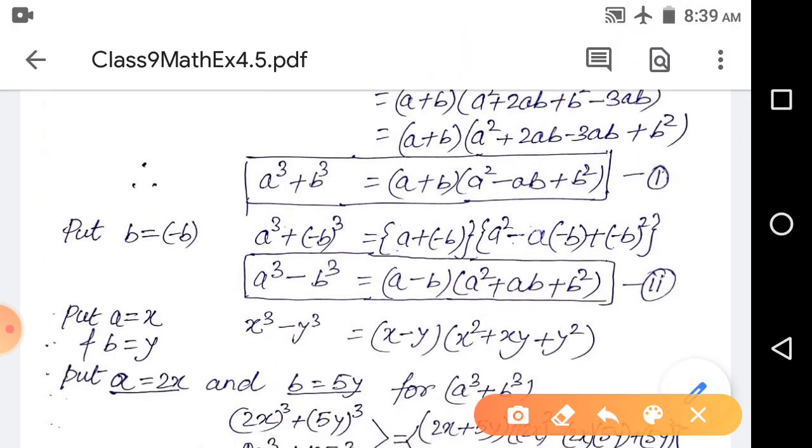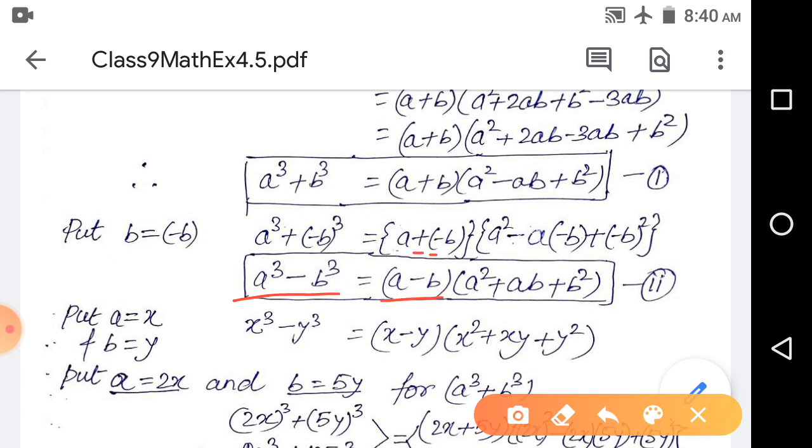Now if we substitute or put b as minus b, see here we have a cube, and for this b we will write minus b whole cube. Here for this b we will write minus b, here for this b we will write minus b, and this is b square, so we will write minus b whole square. So after breaking those bracketed terms, see what is left, it is a cube minus b cube. Why? Because the cube of any negative term is always negative, so it will become a cube minus b cube.